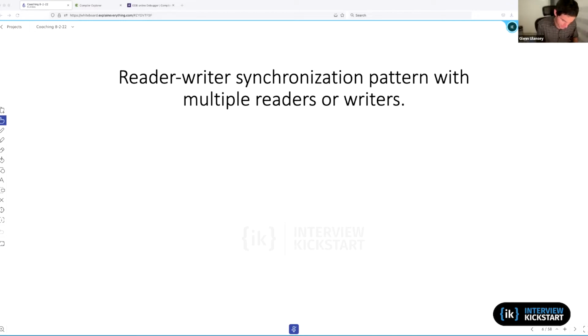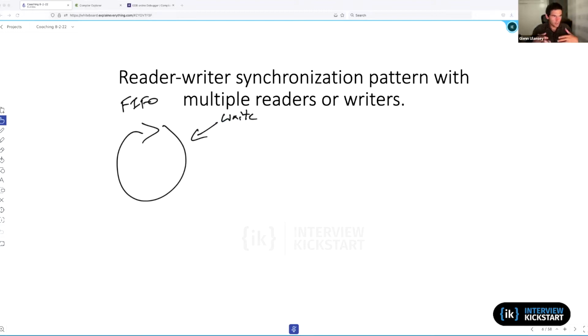So let's say we have, just for the sake of argument, a circular buffer. We're implementing some sort of FIFO, and let's say we have multiple readers and multiple writers. So we might as well make it more complicated. At any point in time, we're going to have a write pointer. In other words, where should the next write occur? And we would have somewhere behind it a read pointer: where should the reader read from next?